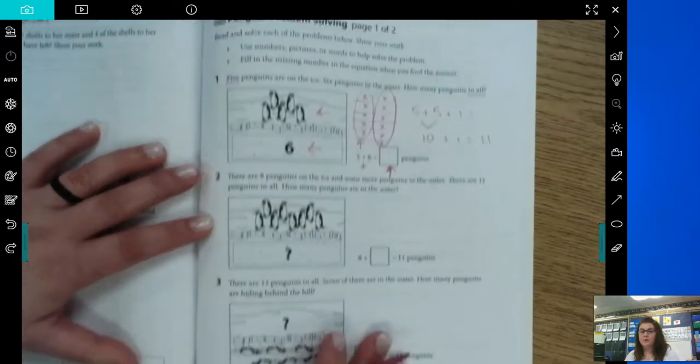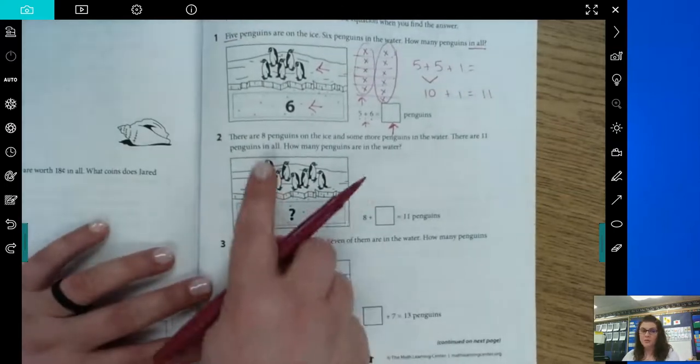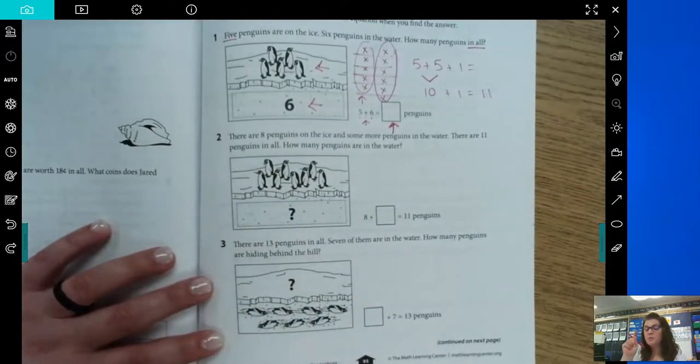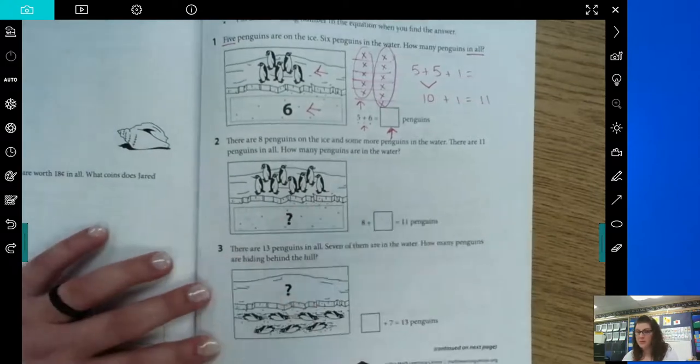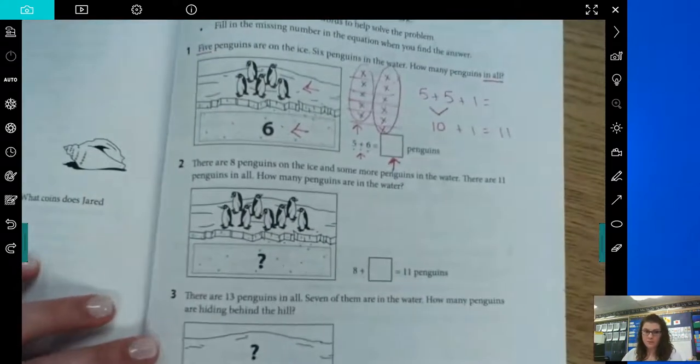All right, moving on. I'm going to read number 2 and I'm going to read number 3, but you're going to do them all on your own at home. So let me read number 2.